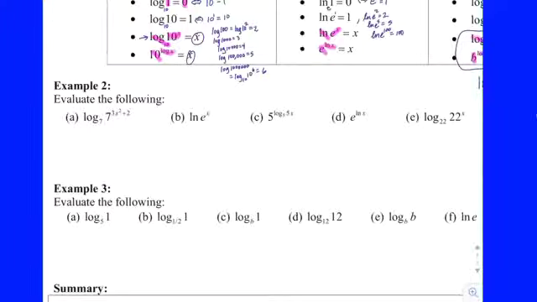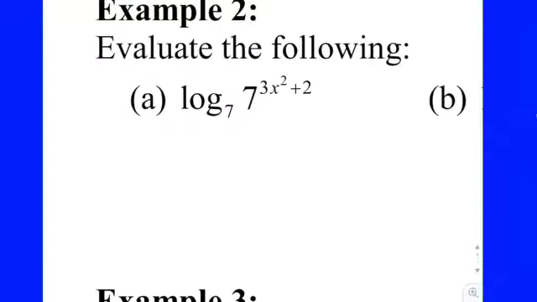Okay, so it says to evaluate the following. So kind of like the warm-up, we don't have equations, we have expressions. And so we need to evaluate them, which essentially means simplifying. So we've got log base 7 of 7 raised to the blob power. The blob is 3x squared plus 2. It's a function of x.